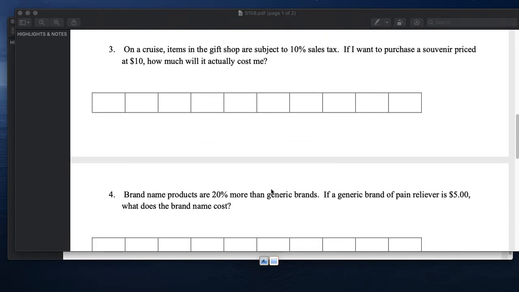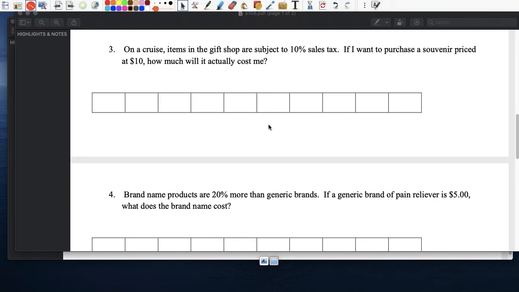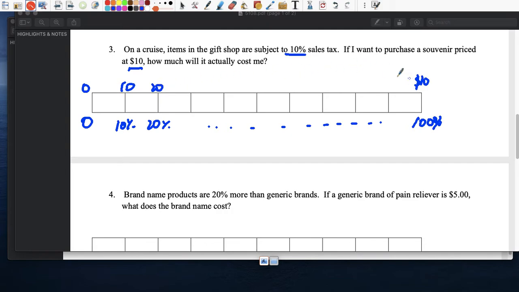Okay, so again, here we go. Cruise ship. A souvenir is $10 plus it has 10% tax. 10%, 20%, all the way to 100%. So again, not a discount. So if you pay for it at the cashier, it's $10 for your souvenir. So 10 divided by 10 boxes. Each box is 1. So it's 2, 3, 4, 5, 6, 7, 8, 9, 10.